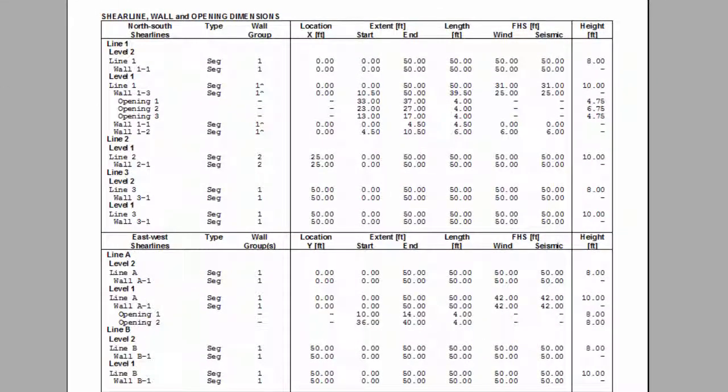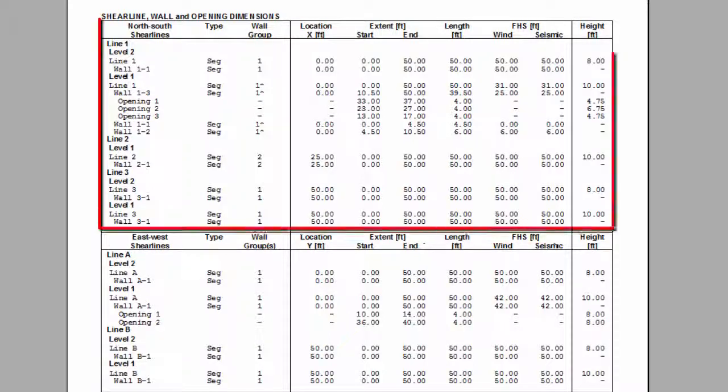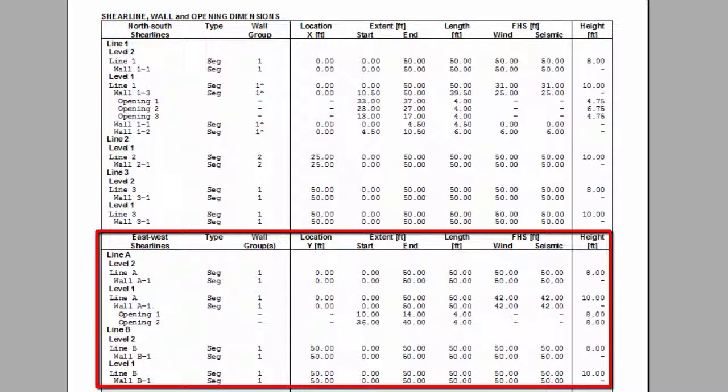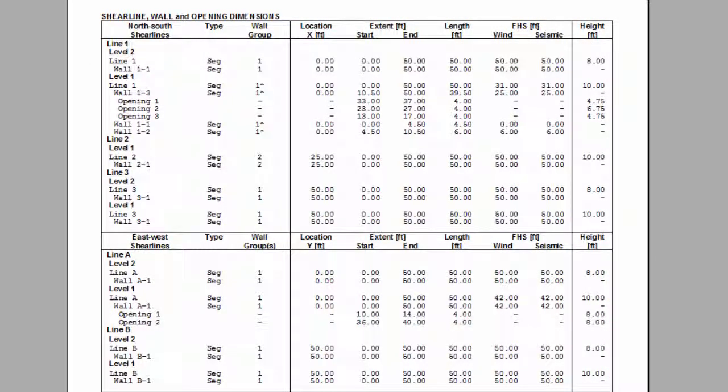In this section, the dimensions of the walls and openings are represented in Cartesian coordinates into two main groups, the north-south shear lines and the east-west shear lines. Each wall and openings are classified under their respective shear line in ascending order. The type of wall, segmented, perforated, or non-shear wall, as well as the wall group is presented in the table.